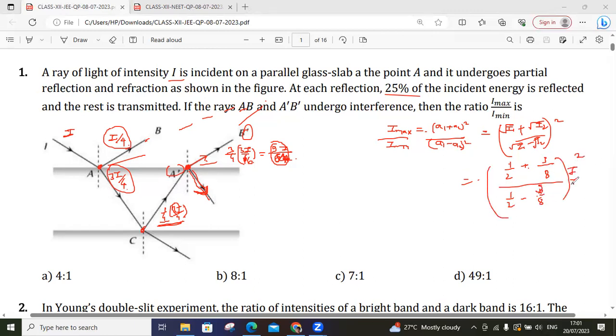Root I will get cancelled. Then 1 by 2 plus 3 by 8 is 4 by 8 plus 3 by 8, which is 7 by 8. And here it will be 4 minus 3, that is 1. So 7 by 1, you will get 7 square by 1 square. You will get 49:1. Option D. Okay, we'll go to the next question.